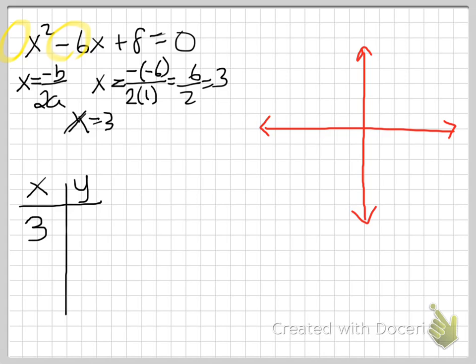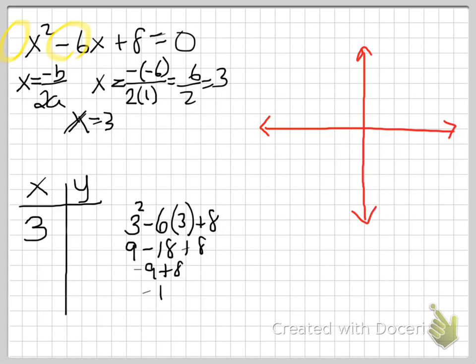And so I can put a 3 here, but I don't know the y. So in order to find the y, I have to plug it back into the original equation. So the original equation was x squared, so I'm going to take 3 squared minus 6 times 3. All I'm doing is putting a 3 in everywhere where the x is on that equation, and I'm solving it. So 3 squared is 9 minus 18 plus 8. So that's negative 9 plus 8, that's negative 1. So when x is 3, y is negative 1. So I can go over to my graph and go 1, 2, 3, down 1. I know that that point is going to be the vertex.